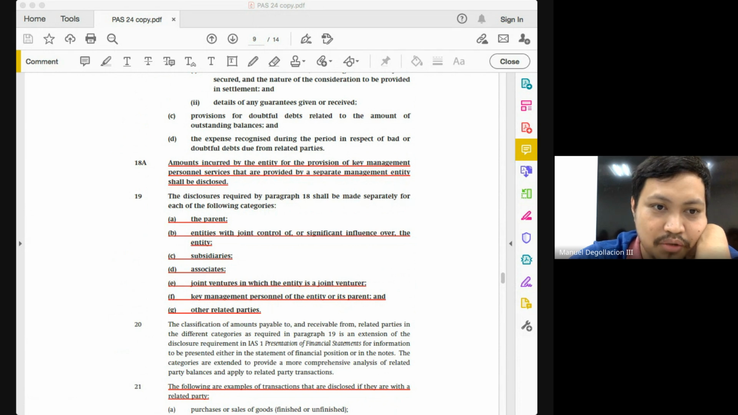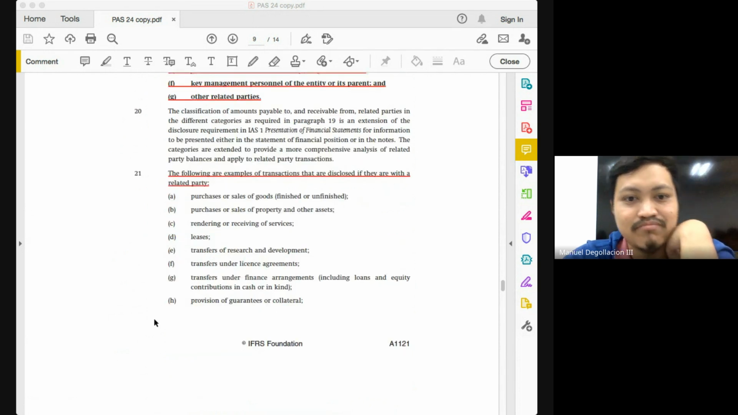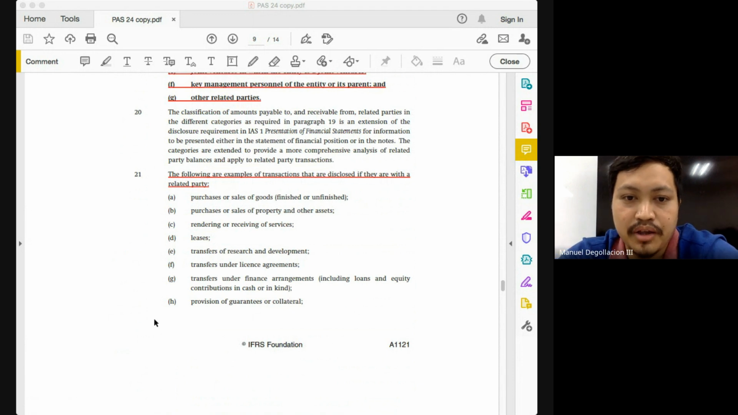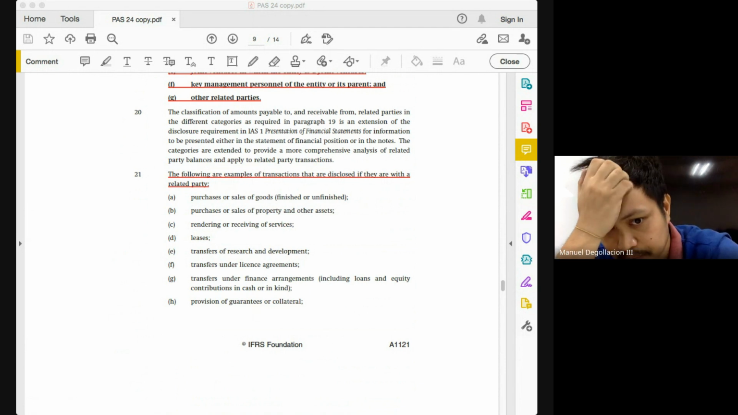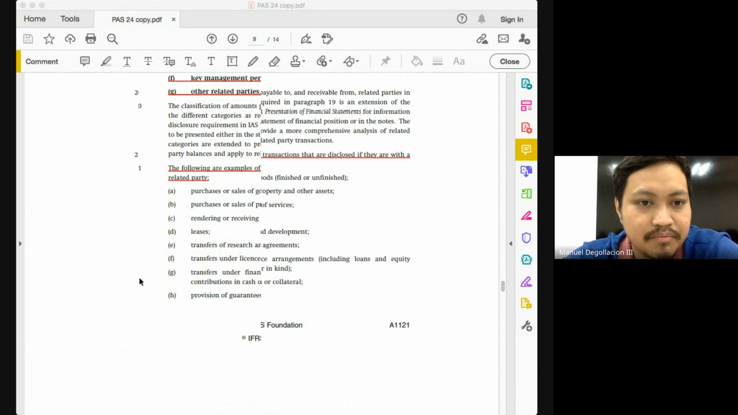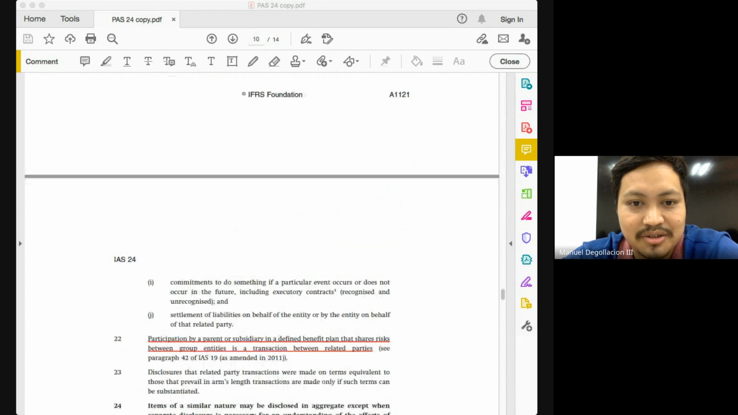And of course, paragraph 21, class, very important. These are your examples. The following are examples of transactions that are disclosed if they are with a related party. So make sure to go over these items. Purchases or sale of goods, purchases or sales of property and other assets, rendering or receiving services from one another, leases, transfers of R&D, license agreements, so on and so forth.